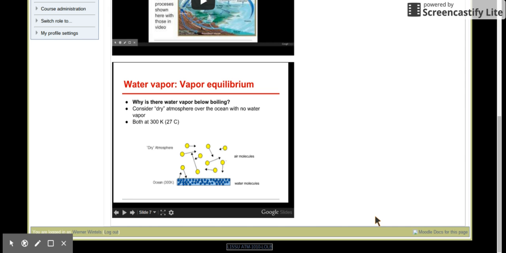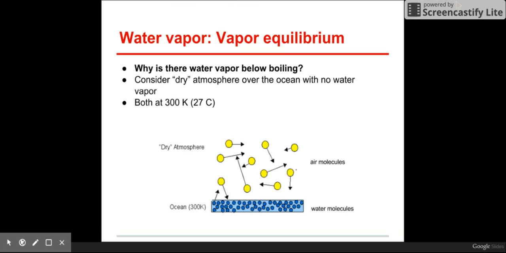Well, the answer is something called water vapor equilibrium, which you can picture on a planetary level, or you can picture it in a closed bottle with a little bit of water at the bottom. So we have here a dry atmosphere without any water vapor in it above the ocean surface. You could also picture this to be just dry air above a bottle of water in a closed environment. The reasoning applies to both.